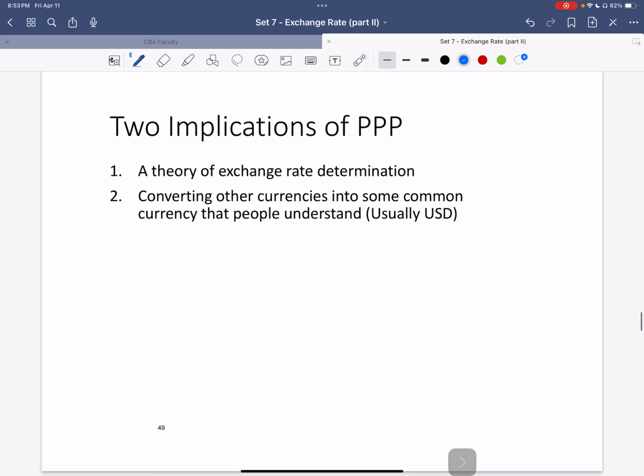But what's the use of purchasing power parity? We learned that purchasing power parity is a theory which says that the nominal exchange rate and the ratio of the level of the prices in two countries should adjust over time. And the use of purchasing power parity is that it is a theory of exchange rate determination. Another implication is that we can use it to convert other currencies into some common currency that people understand, usually dollars in the world.